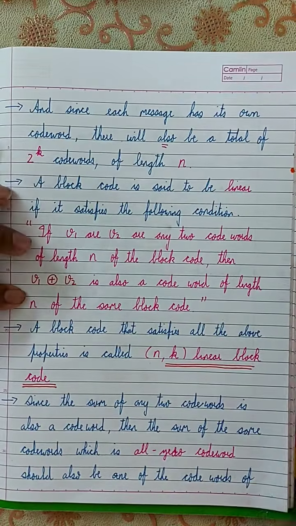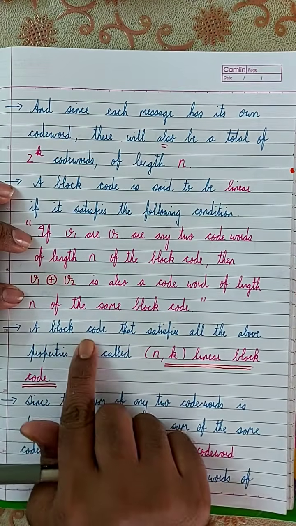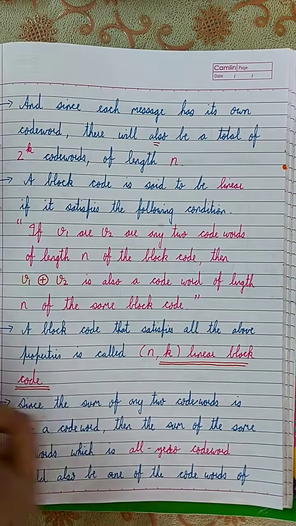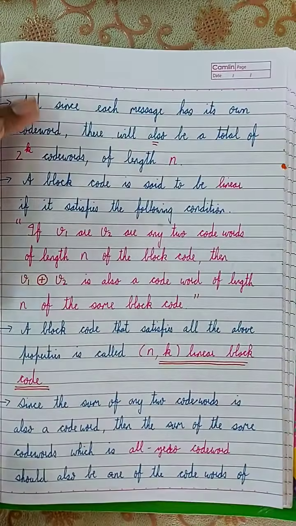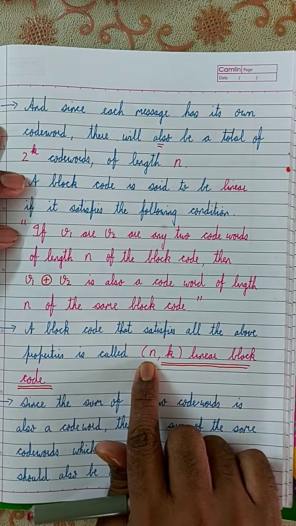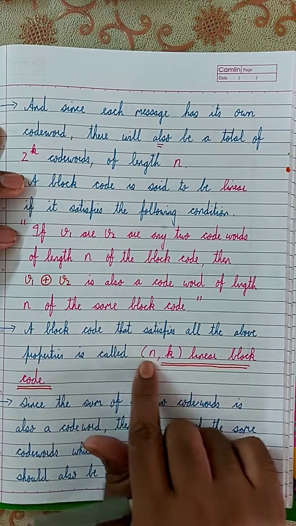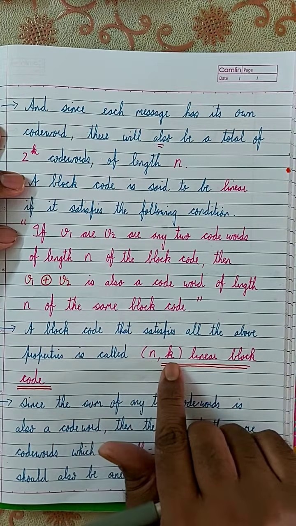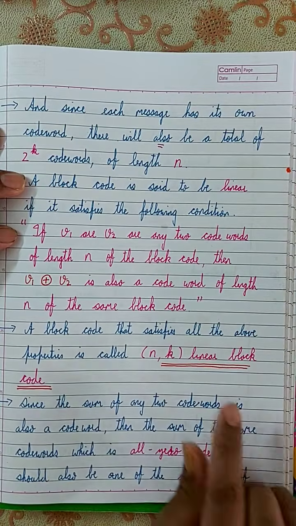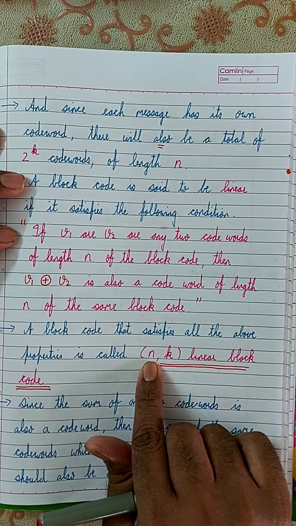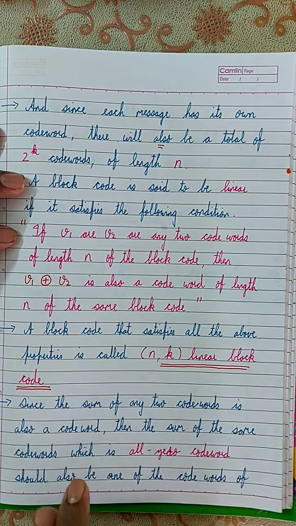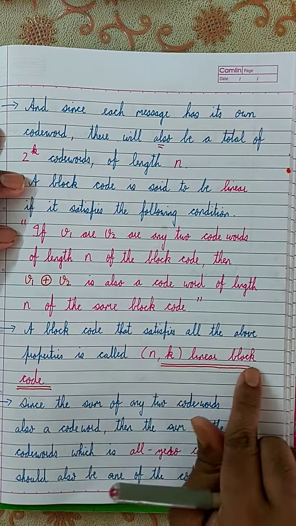Okay, so a block code that satisfies all the above properties, that is, all the things that you have studied so far, is named like this: we put a bracket and we say (n, k). This is called an (n, k) linear block code, where n represents the number of output bits and k represents the number of input message bits.